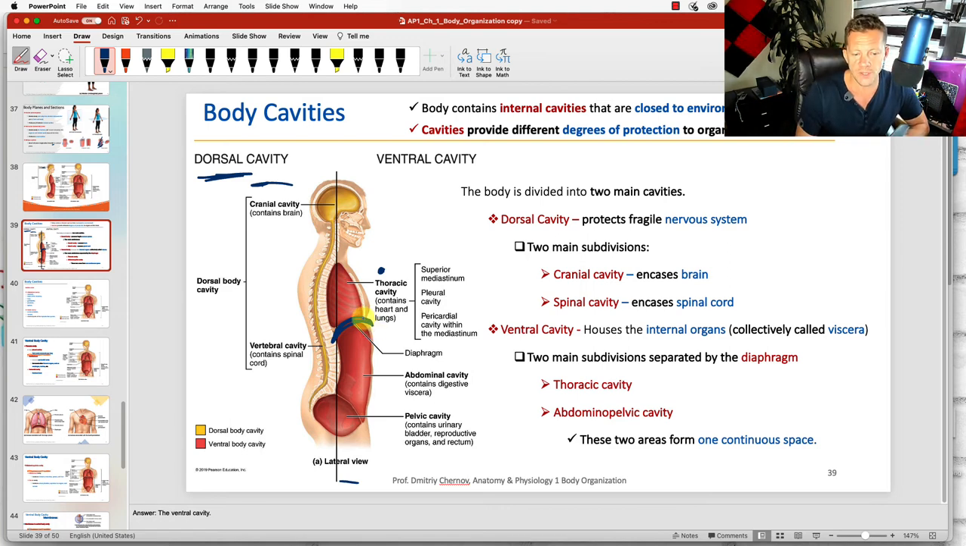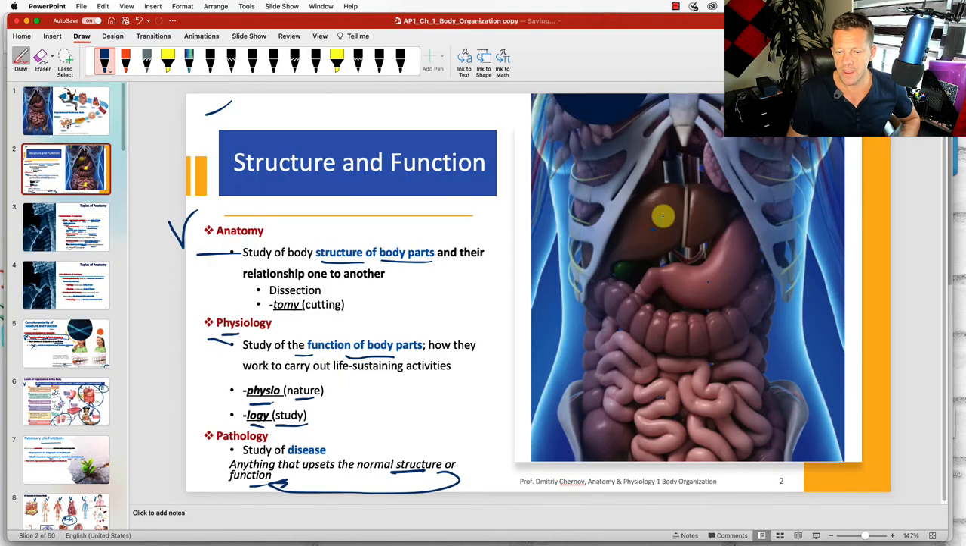So that diaphragm separates the thoracic cavity from the abdominal cavity. The abdominal cavity houses a lot of organs. So the abdominal cavity houses all of these organs. Liver, stomach, pancreas in the back, spleen, large intestine, small intestine. In the back there are kidneys.